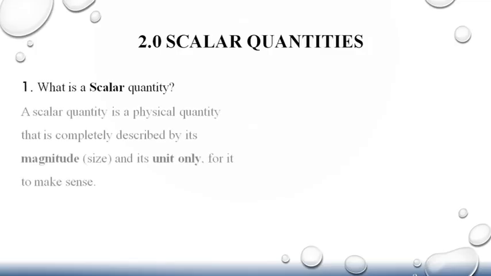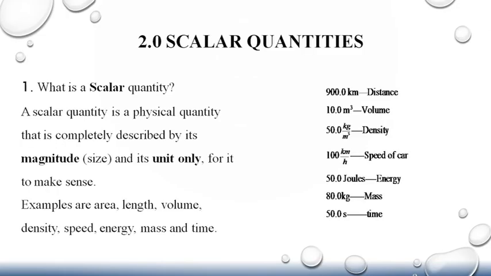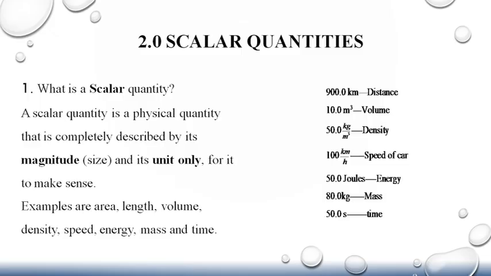Scalar quantities. What is a scalar quantity? A scalar quantity is a physical quantity that is completely described by its magnitude, that is the size, and its unit only for it to make sense. Examples are area, length, volume, density, speed, energy, mass, and time.